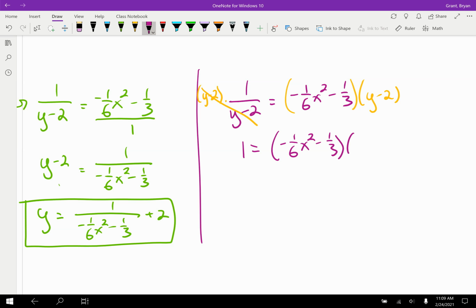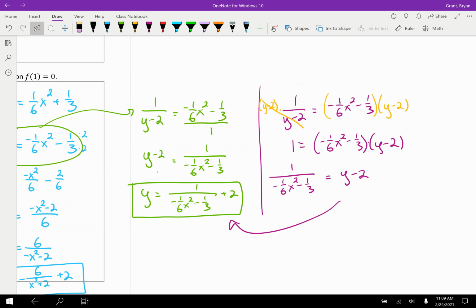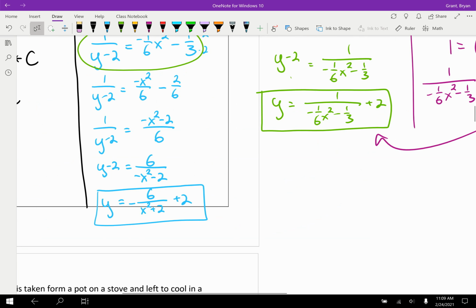And then you could say, yay, now my y minus 2 isn't in the denominator. Let's divide off all the x's. 1 divided by negative 1/6 x squared minus 1/3 equals y minus 2. And then add 2 to both sides. You get the same thing over here. There are even other ways to do this as well, but I just wanted to give you a few options and reiterate that it doesn't matter how simplified your answer looks. It doesn't matter if it looks different than the rubric. As long as you've made no algebra mistakes, all of these answers are considered the same.